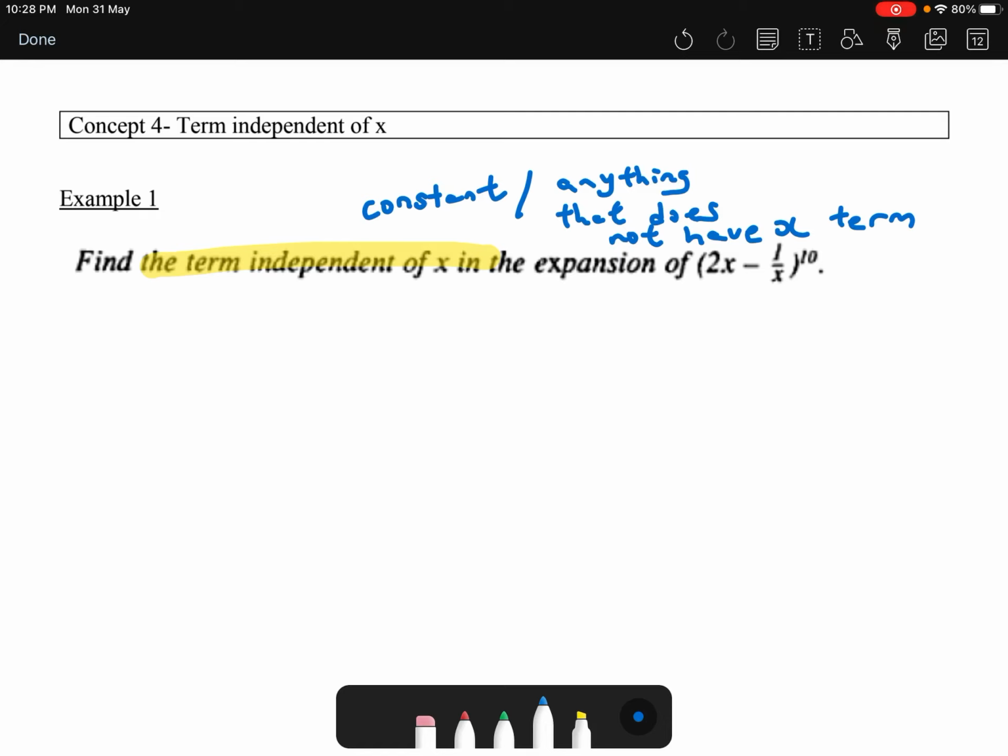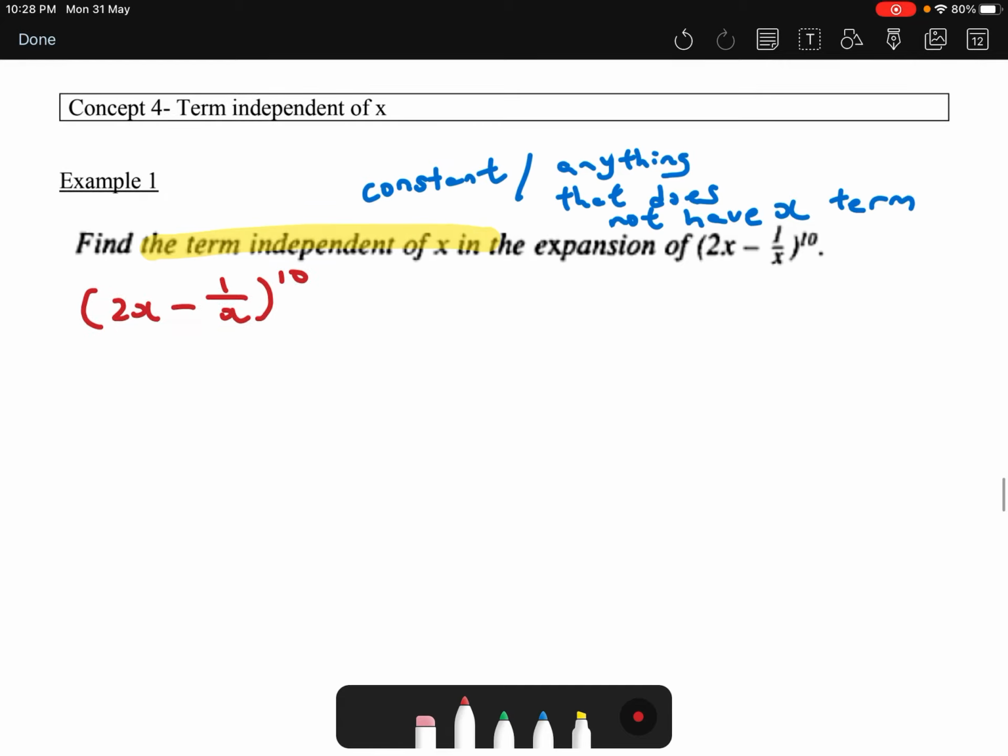Okay, so we have this expansion, right? (2x minus 1 over x) to the power of 10. So how do I know what is the term that is independent of x? Very simple. Same thing, we find what is our r. So (2x minus 1 over x) to the power of 10.